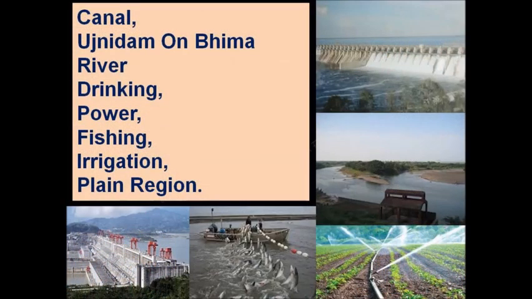Later on, children were able to see the Ujani Dam, which was built on river Bhima. This dam is mainly used for supplying drinking water. It is also used for power generation, fishing, irrigation, etc.